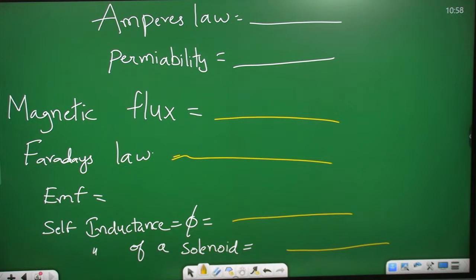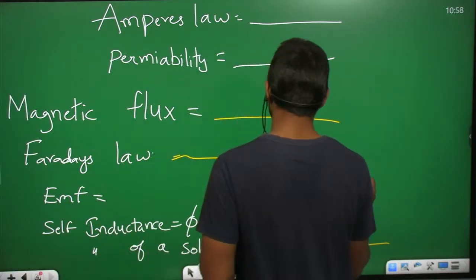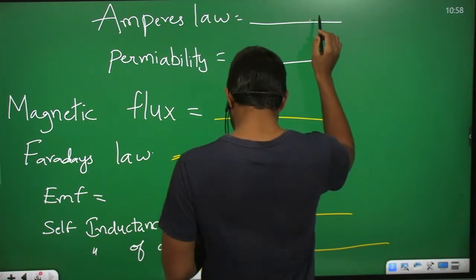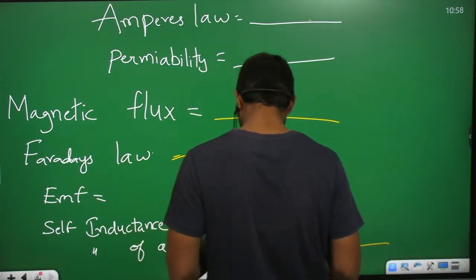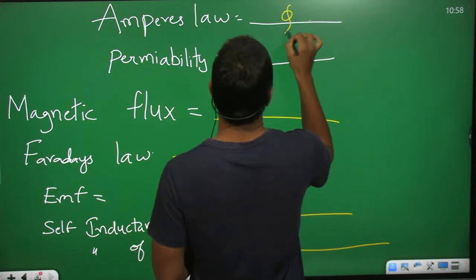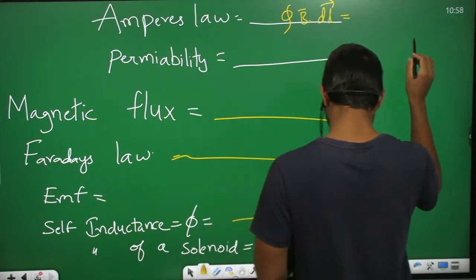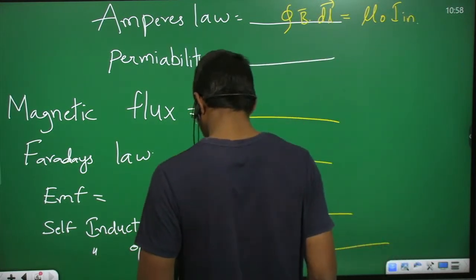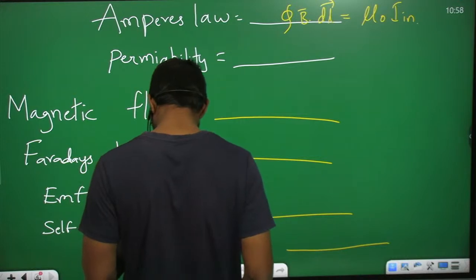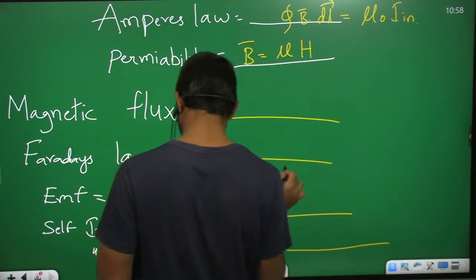So what is this Ampere's law? Come on. See, what is this? Permeability. B bar is equal to mu H. Okay.